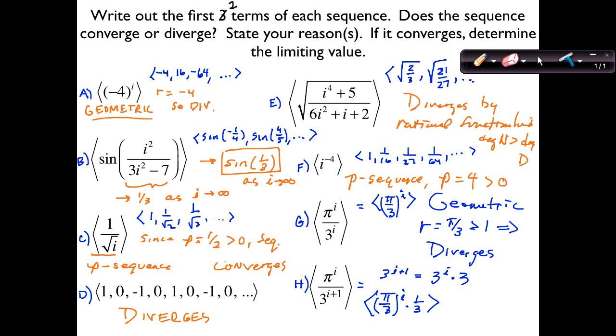Diverges. This is another geometric sequence, basically for the same reason as this. All this stuff right here. They're basically the same problem. G and H are essentially the same problem, except this has a 1/3 tacked on it. That doesn't help it converge. It just makes it diverge more slowly.